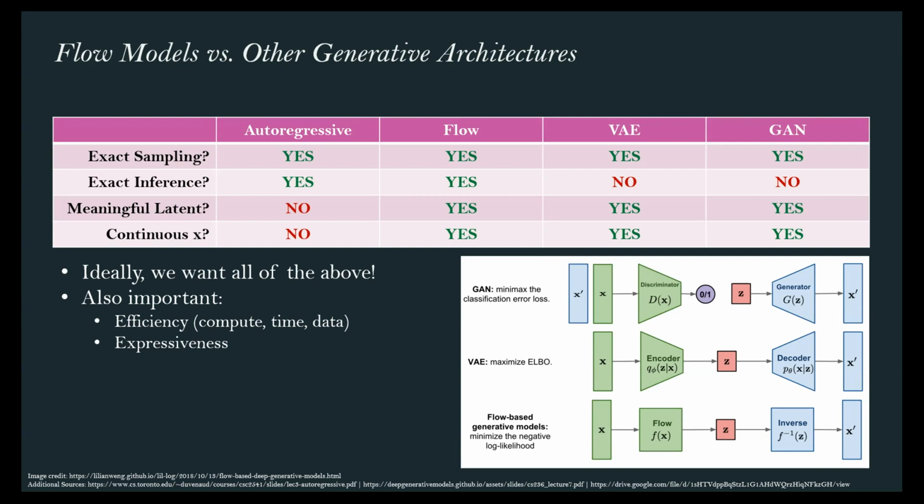So we want efficiency. We want to be able to do this with as little compute, time, and data as possible. We also want to be as expressive as we possibly can. And then finally, we also want it to be generalizable and robust, which is to say, if we move into slightly different domains or slightly different parts of the domain, we really don't want this thing to break.